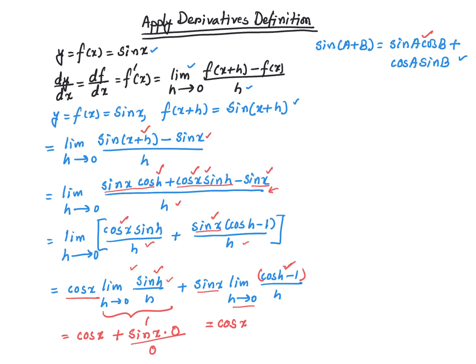So the derivative of this function, y is equal to f of x is equal to sine of x, is going to be y prime is equal to cosine of x. And using similar arguments, you can actually find the derivative of cosine of x, as opposed to finding the derivative of sine of x.